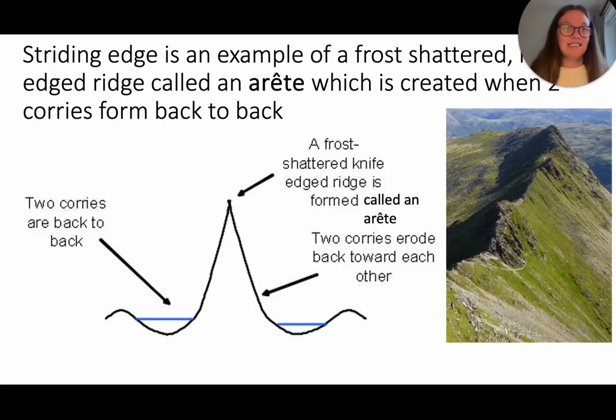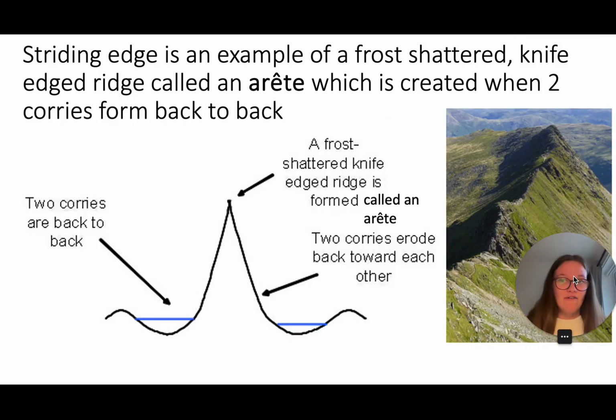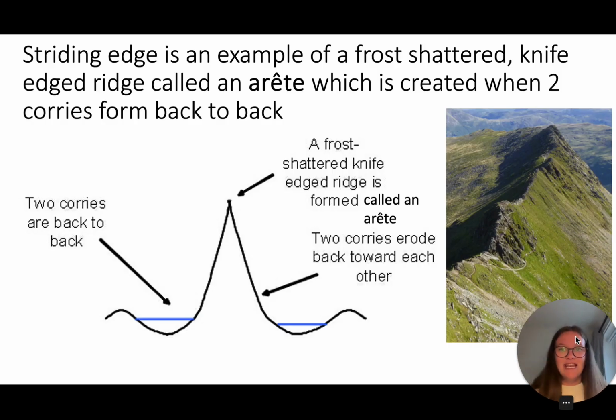Striding Edge is an example of a frost-shattered, knife-edged ridge called an arête, which was created when two corries formed back to back. So this is a really helpful diagram that you can draw into your sketching section for your arête.